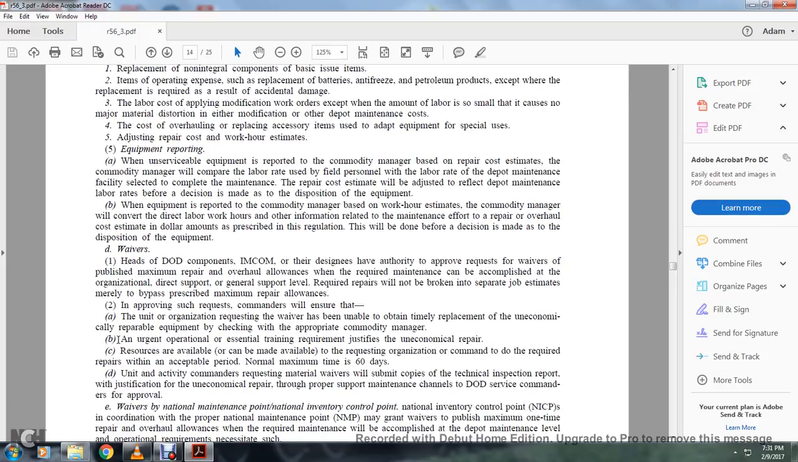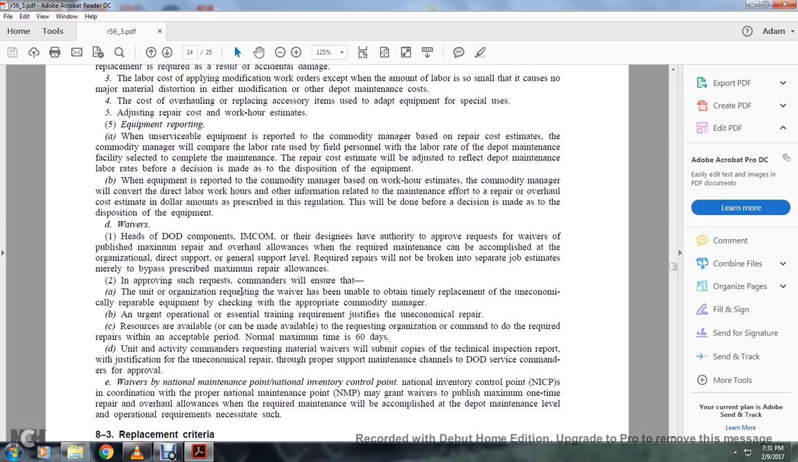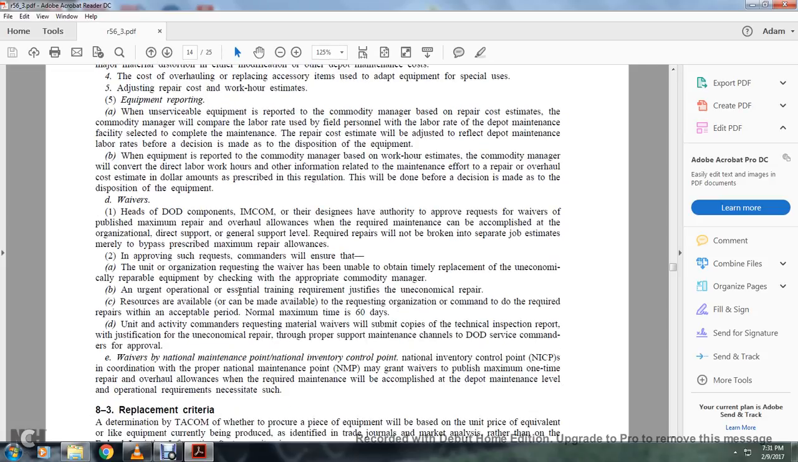Waivers. Head of the Department of Defense components of the Installation Management Command. These designs have authority with the approve the request and waivers are published in the maximum required overhaul allowances with required maintenance that can be accomplished at the organizational direct support general support level. Required repairs will not be broken down in separate job estimates. Merely bypass prescribed maintenance maximum repair allowances.